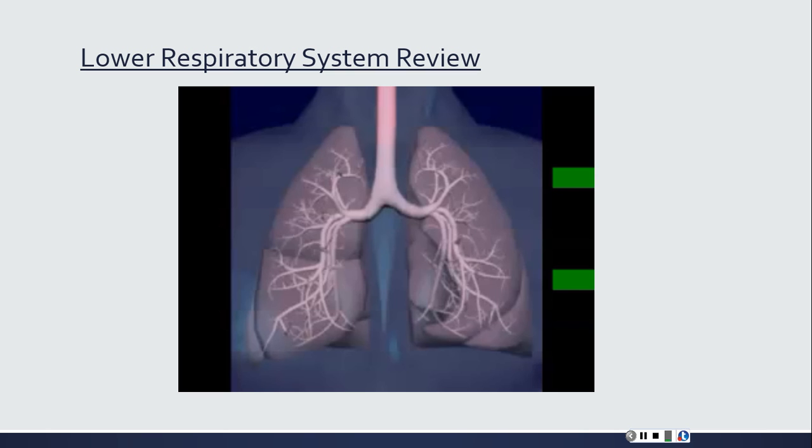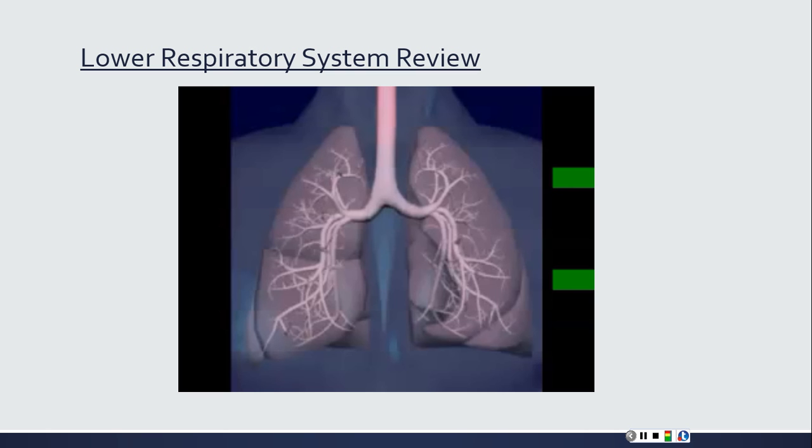So from here, we've got the two main stem bronchi. Where do the main stem bronchi split into? These are our bronchioles. However you want to pronounce it. And then where does the air that moves through the bronchioles end up? Alveoli. All these little sacs that hang out at the bottom.